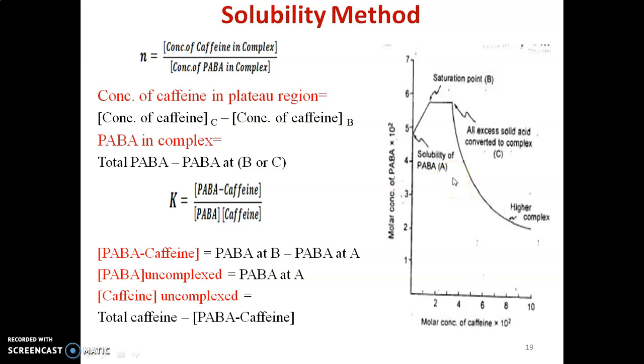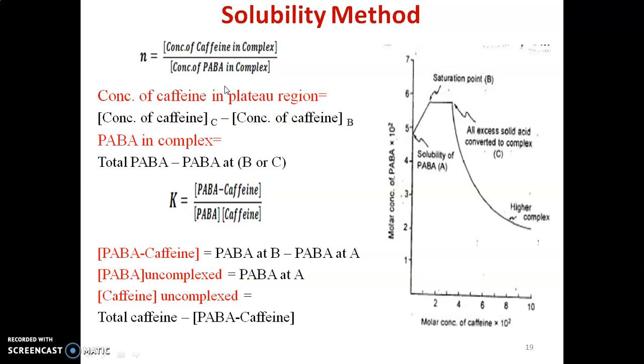Secondly, how can we calculate PABA in complex? Simply take the total para-aminobenzoic acid which we took initially, subtracted by the concentration of para-aminobenzoic acid at point B or C, which we get by interpolating on the y-axis. If we subtract this value from the total amount of PABA, we get the concentration of para-aminobenzoic acid in complex, and by taking these two values, we can calculate the stoichiometric ratio.